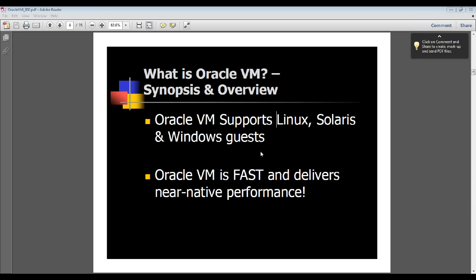Oracle VM supports the Solaris, Linux, and Windows family of operating systems and is very fast, almost close to near native performance because of its relatively low overhead.